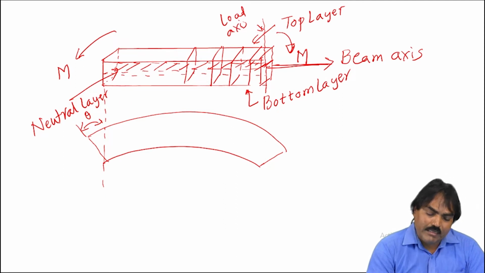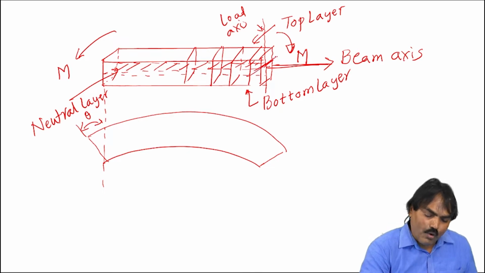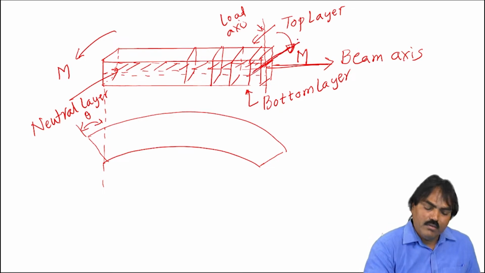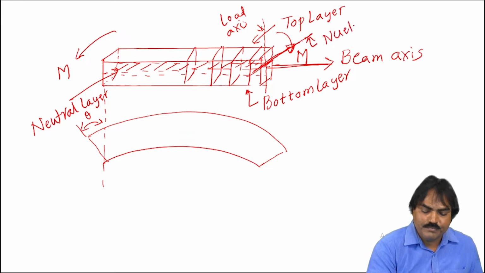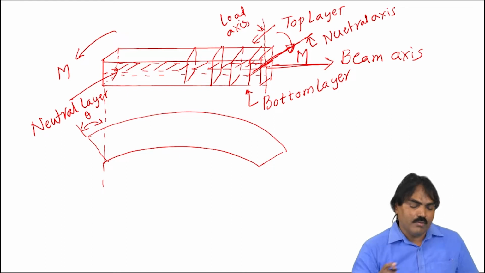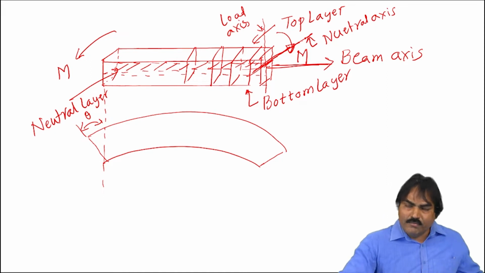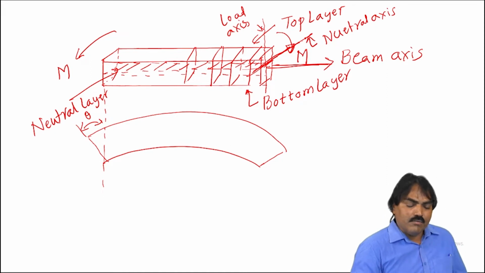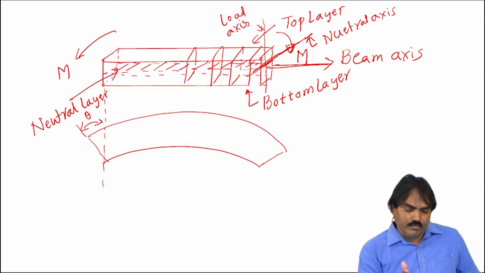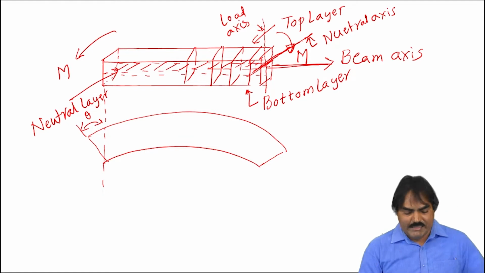The axis which is perpendicular to the load axis and beam axis, where the cross section rotates. This is the point where the cross section rotates. This axis is called the neutral axis. So, he said every beam will have three axes. One is the load axis, the other is the beam axis, which is along the length of the beam. The third one is the neutral axis, which is passing along the cross section, perpendicular to the load axis as well as the beam axis.